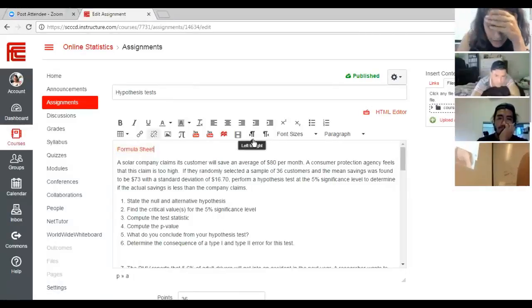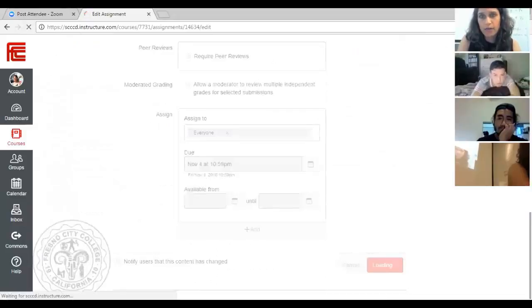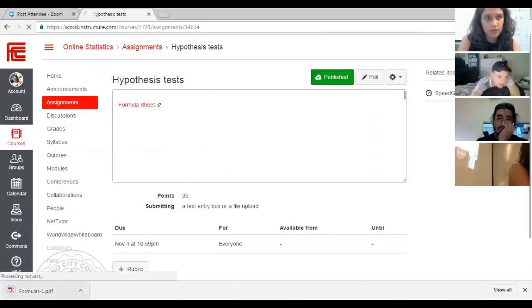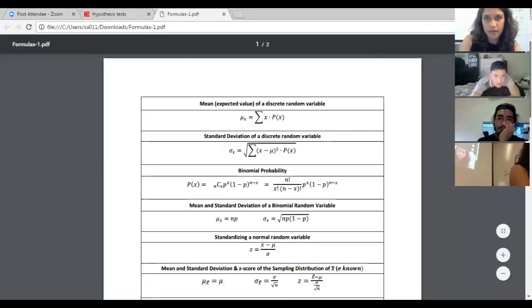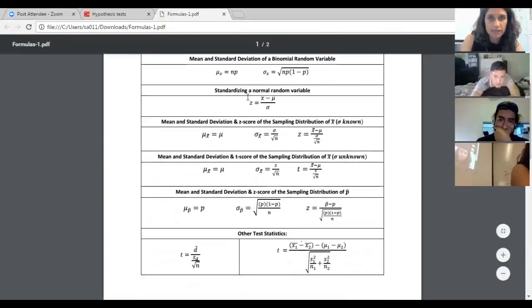Okay, so on the discussion board here, you're going to find the formula sheet. So let me hit save so you can see it. And you can open it up, but I'll open it up here. Okay, so these are formulas from the entire semester so far. We have mean, standard deviation, discrete random variable, binomial. We have z-score of just an x value. Then we have z-score for an x bar. Then we have t-score for an x bar. Then we have z for a proportion.